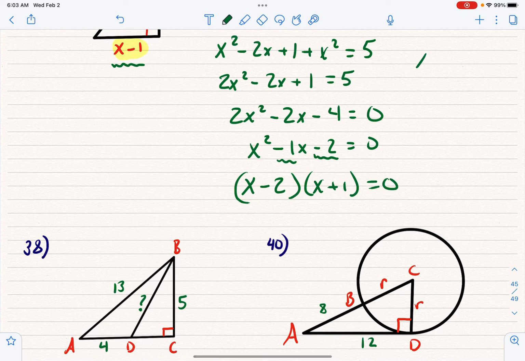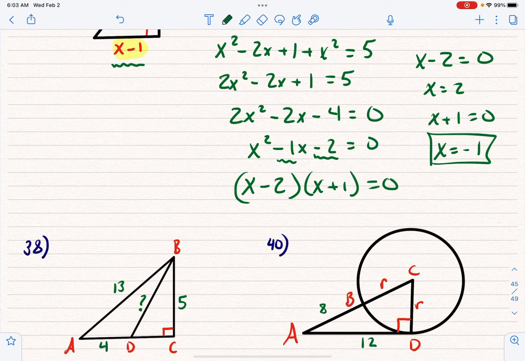And if that's the case, then either x minus 2 is equal to 0 and x is 2, or x plus 1 is equal to 0, and x is negative 1. Well, this can't be the case because it's the length of a side, so therefore x must be 2.